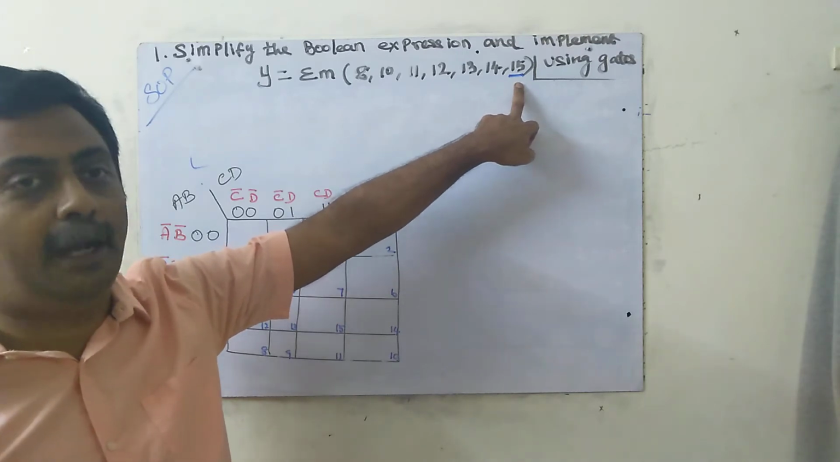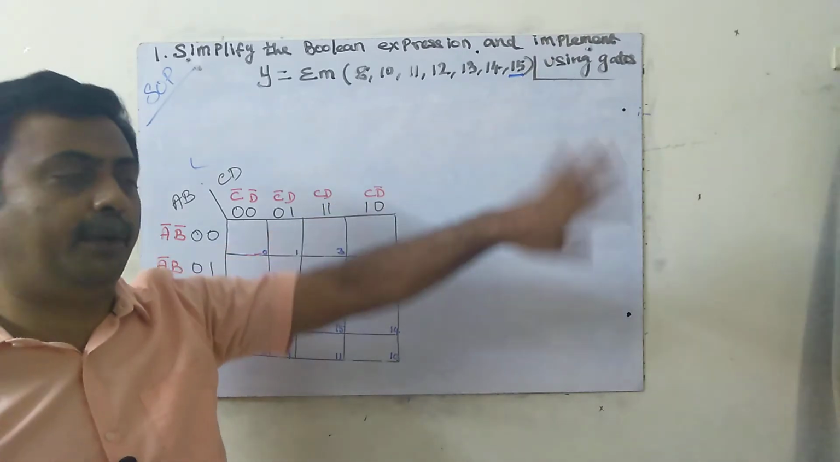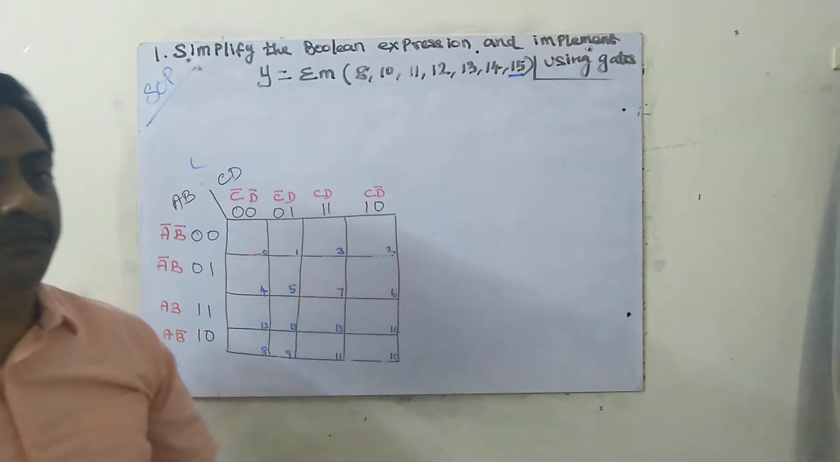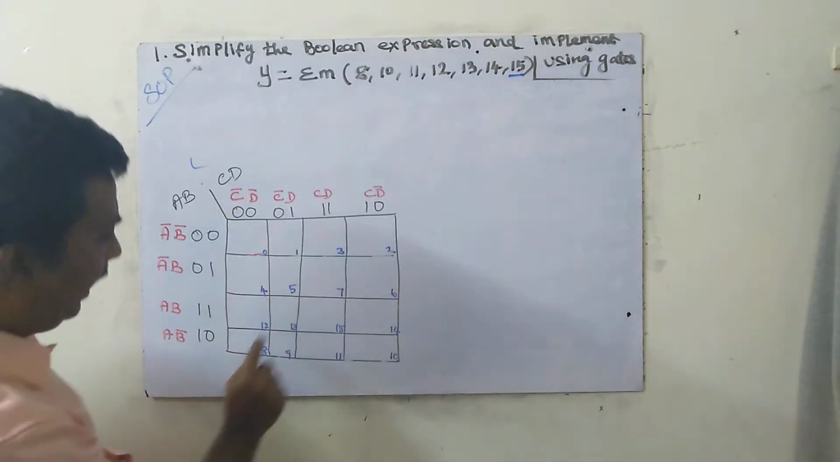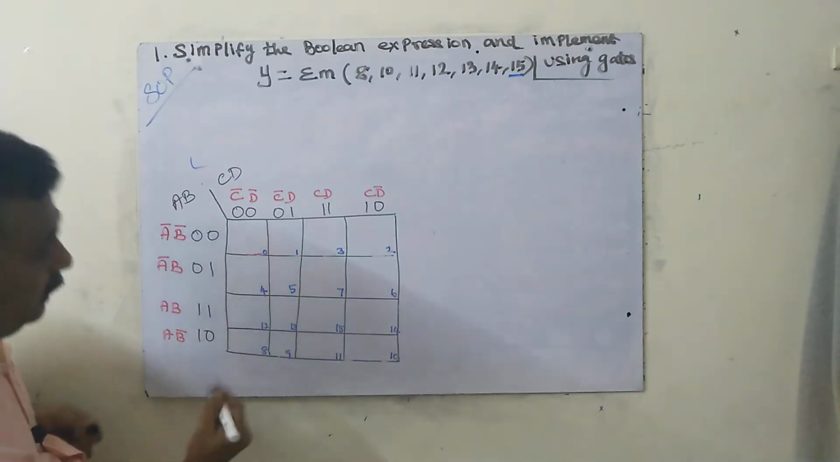If more than 15, up to 31, it is 5 variable. Apart from this, we won't get anything. Maximum is 5 variables only. So in this location, I have to put 1. What is the location? It is 8. Where are we having 8? See, 8 is here. So 8.